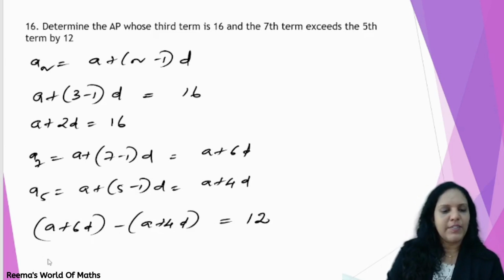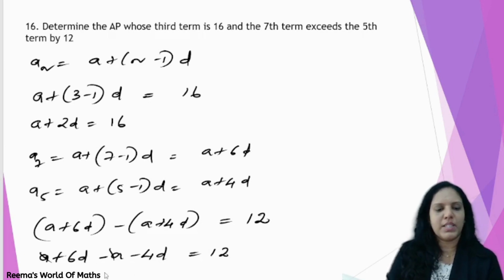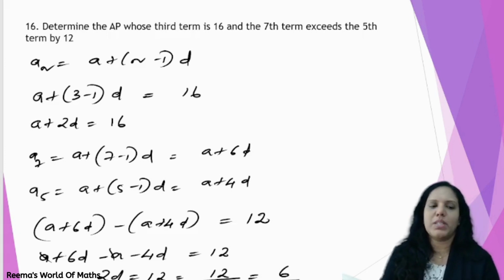a plus 6d minus (a plus 4d), which is the fifth term, is equals to 12. Correct? From here we can say a plus 6d minus a minus 4d equals to 12, which the a can be cut off. Plus 6d minus 4d, that is 2d equals to 12. d will be 12 divided by 2. d equals to 6. So we find the common difference.